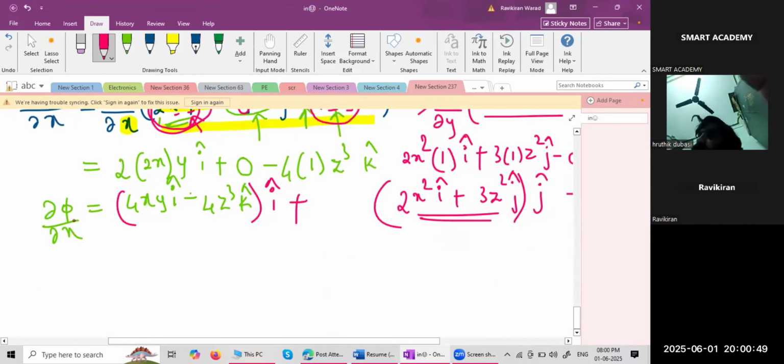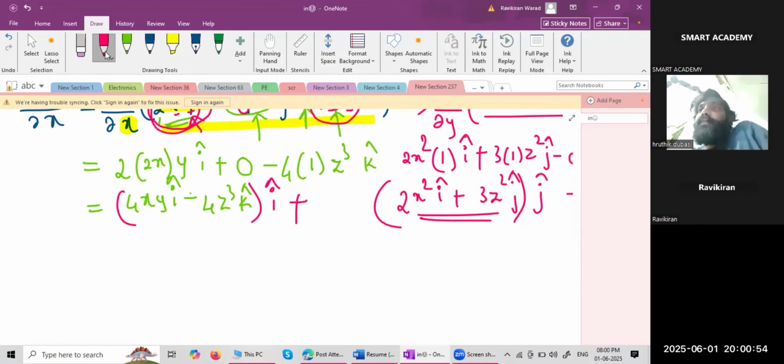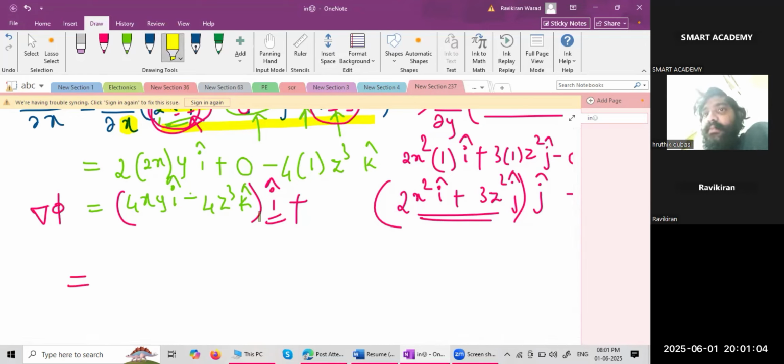Now tell me, finally what are we finding? Gradient. Correct. Gradient of i. Here outside, what is there? i cap is there. It means you have to multiply this i cap to each term in this bracket. Yes or no? If I want to multiply this i cap with i cap, it will be 1. Already discussed: dot product of i into i, unit vector, is 1.